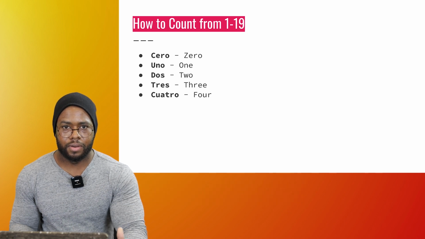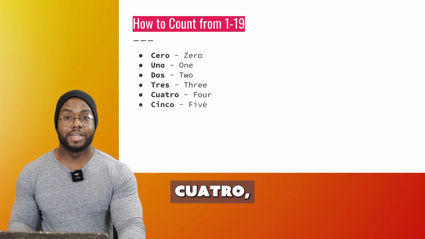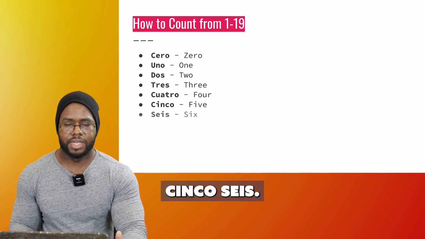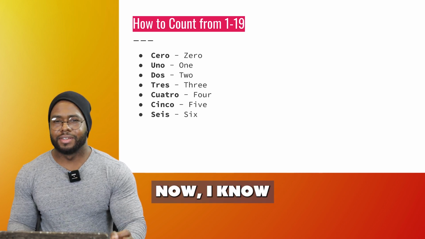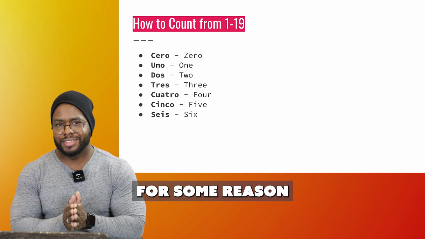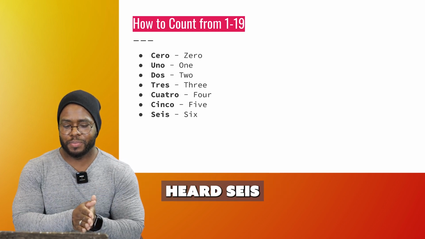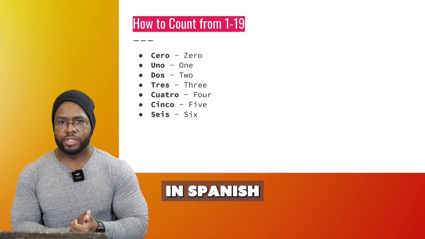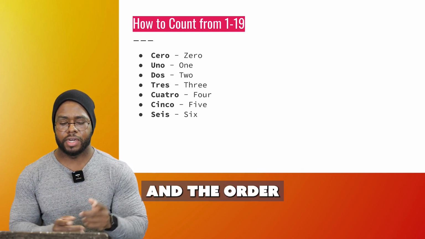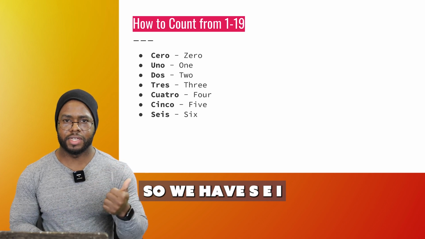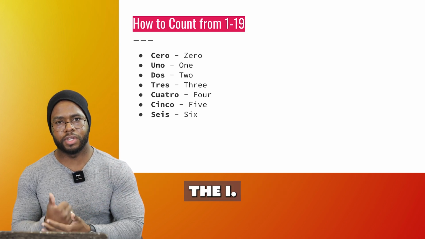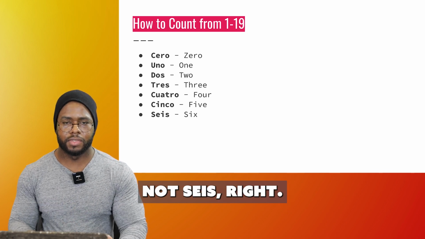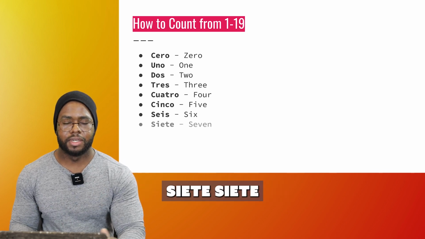Cuatro, cinco, seis. Now I know for some reason you might have heard it pronounced differently, but really the pronunciation is seis. Remember, in Spanish the vowels don't change and the order is important. So we have S-E-I, the E comes before the I, so it's going to be seis. That's very important to remember.